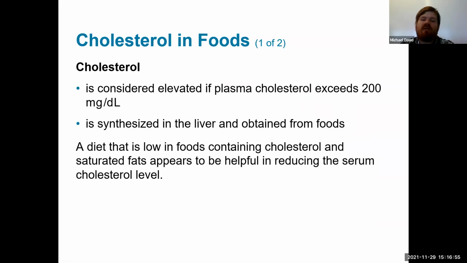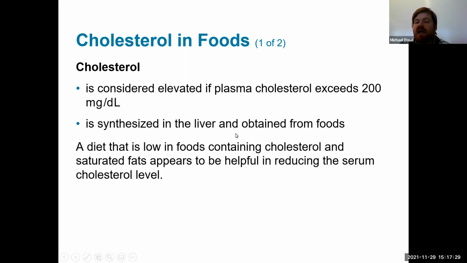If you measure cholesterol in the blood plasma, and it's above 200 milligrams per deciliter of blood plasma, that's when cholesterol is considered elevated. And that's when you can have these issues with cholesterol plaques forming. So remember, again, you can get it from foods and it's also synthesized in your liver. So you don't need to eat a lot of cholesterol. In fact, it seems like it can be very harmful to eat a lot of cholesterol because your liver is able to synthesize as much as you need.